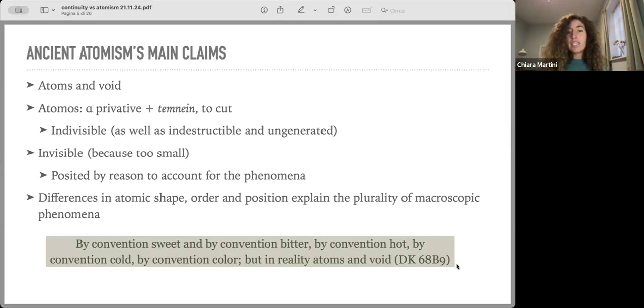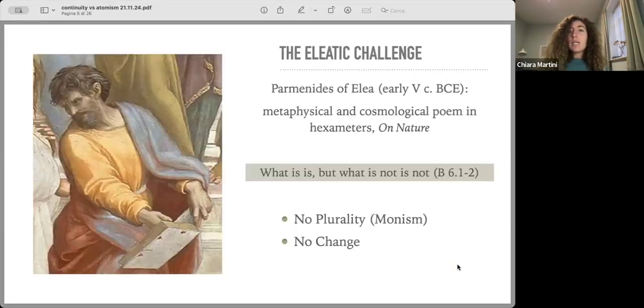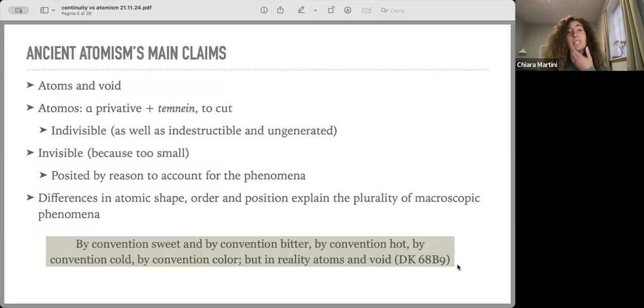And here you have a quote: by convention sweet and by convention bitter, by convention hot, by convention cold, by convention color, but in reality, atoms and void. This is a direct quote from Democritus, probably, we hope. What really exists is just atoms and void. And as I was saying, atoms and void are posited even if we never perceive them. They are posited to account for the phenomena.